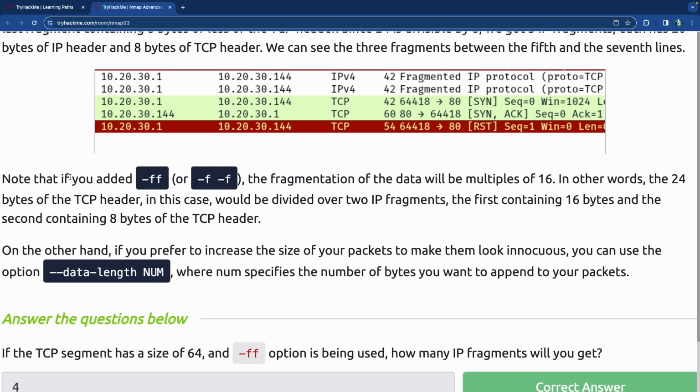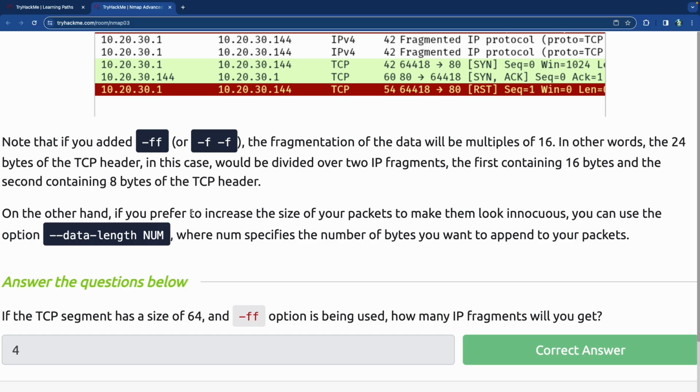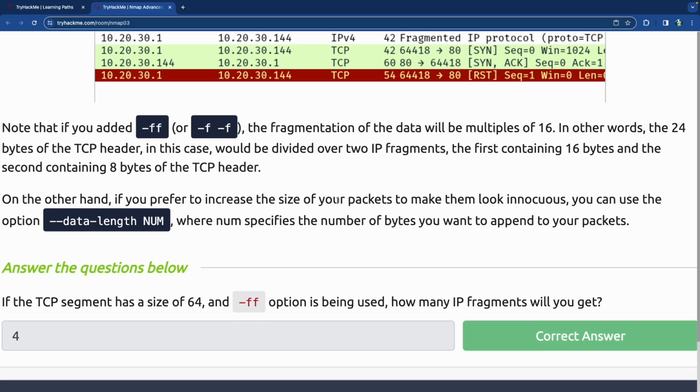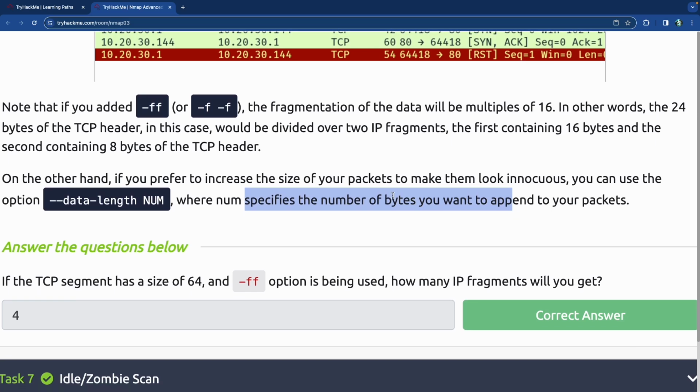So note that if you add -ff, the fragmentation of the data will be multiples of 16. In other words, the 24 bytes of the TCP header in this case would be divided over 2 IP fragments. The first one would be 16 and the second one would be 8. On the other hand, if you prefer to increase the size of your packets to make them look innocuous, you can use the option --data-length and then the number, where the number specifies the number of bytes you want to append to your packets to make them a little bit, I guess, innocuous is a good word.